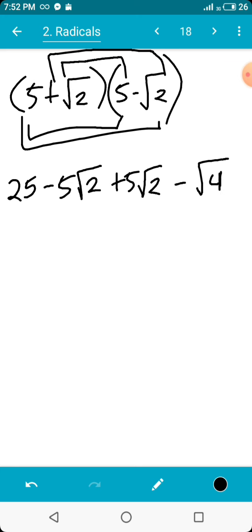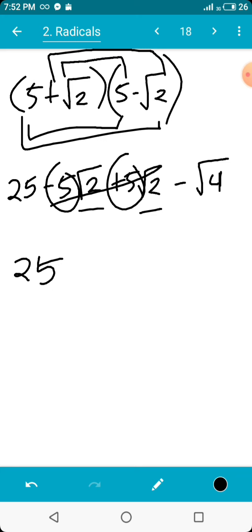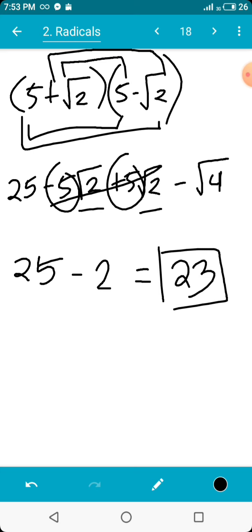Okay? So, let's combine like terms. So, mapapansin nyo, pwede na natin itong i-combine, but we have negative 5 and positive 5. So, in short, magiging 0 yan pag kinumpare, so matic canceled na to. Okay? So, we have now 25, and then yung minus sign, and yung square root ng 4 ay 2. Alright? And the answer for this is 23. Okay?